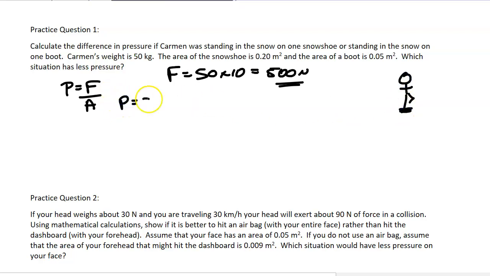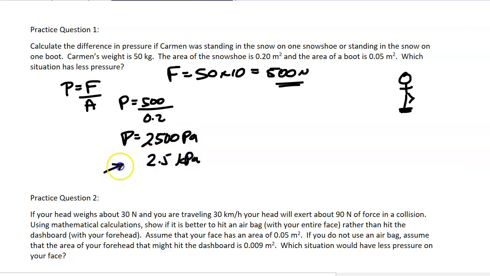So we're looking for the pressure: 500 newtons over an area of 0.2 meters squared in the case of the snowshoe. And so the pressure with the snowshoe is 2,500 pascals or 2.5 kilopascals. And again, that's for the snowshoe.